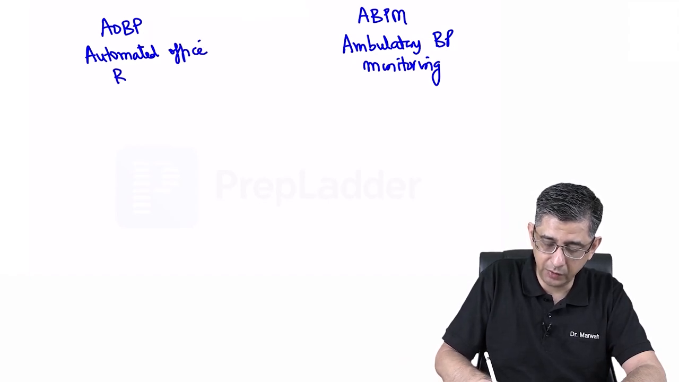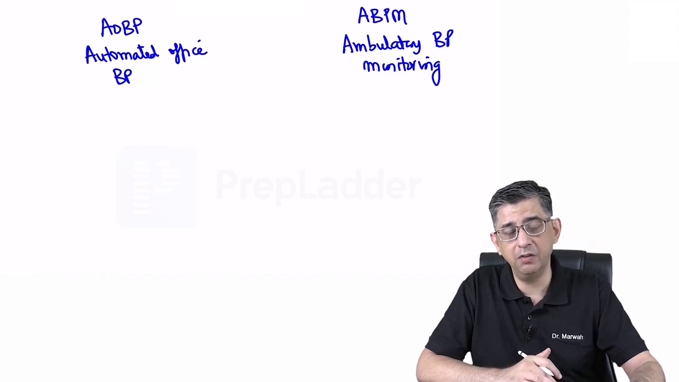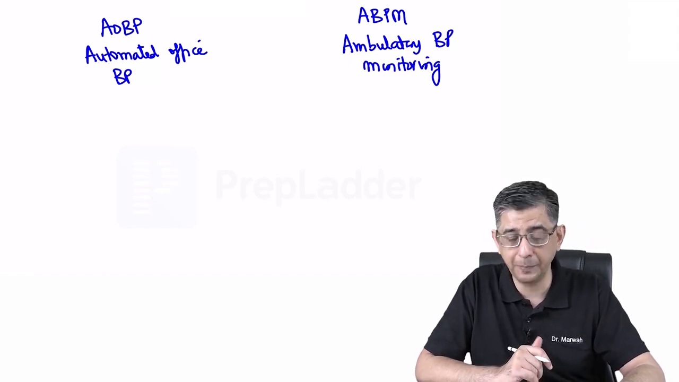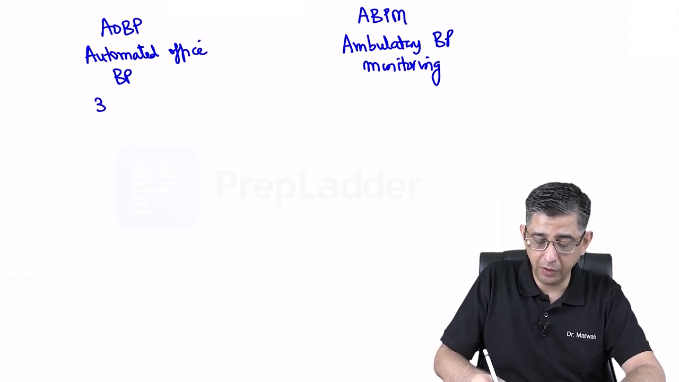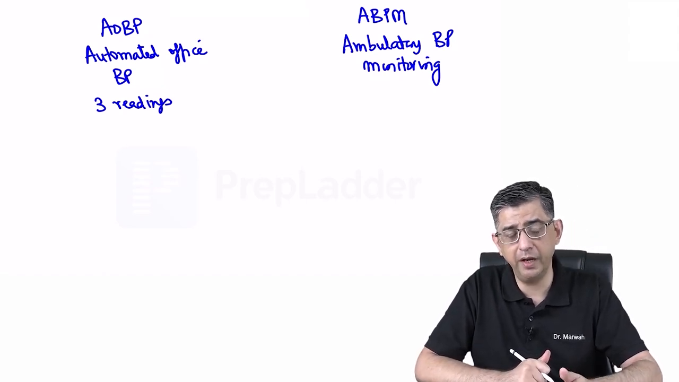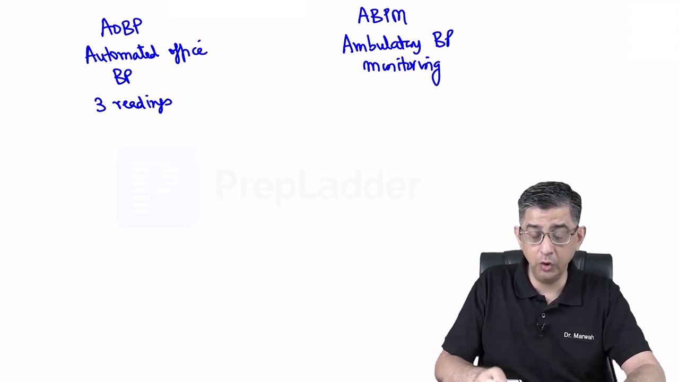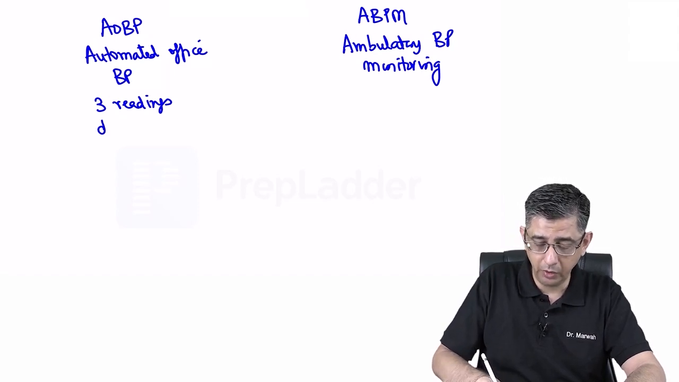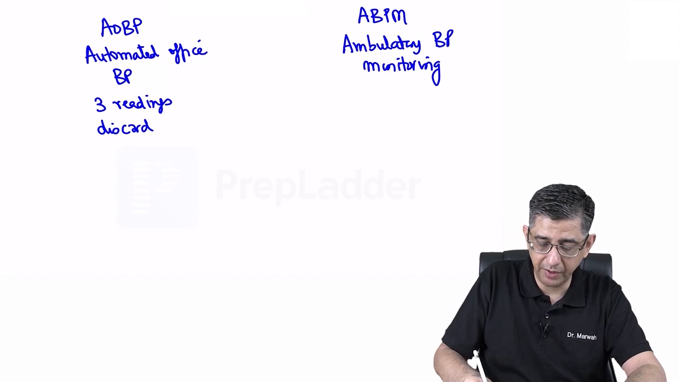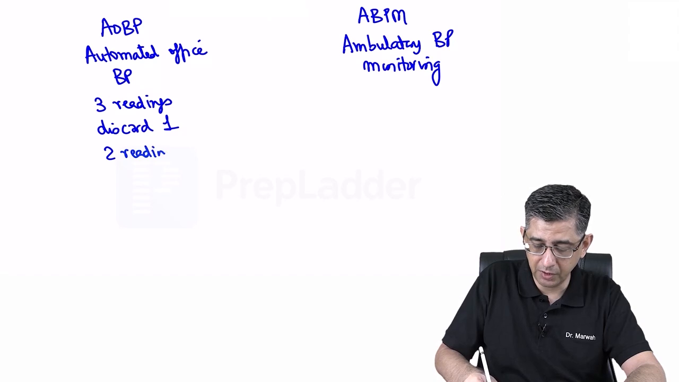So let's look at the cutoffs and what you are supposed to do, and then I'll introduce a third term also, that is home-based BP monitoring, because anyway we have to talk about white coat hypertension. In office, if you have taken 3 readings, like you have called the patient maybe on a Monday, then a Wednesday or a Friday, or maybe this week, next week, depending on the convenience, and you have taken 3 readings. So what you're going to do is discard the first reading, and for the subsequent 2 readings you will take an average.